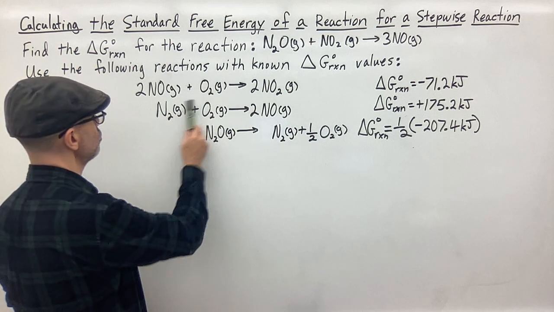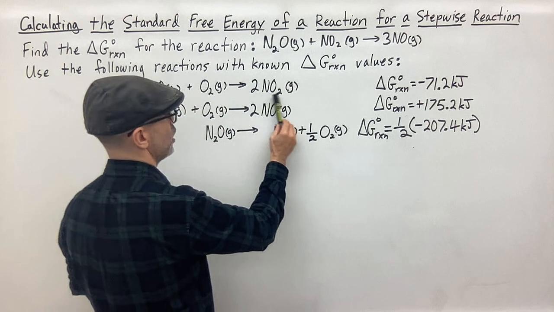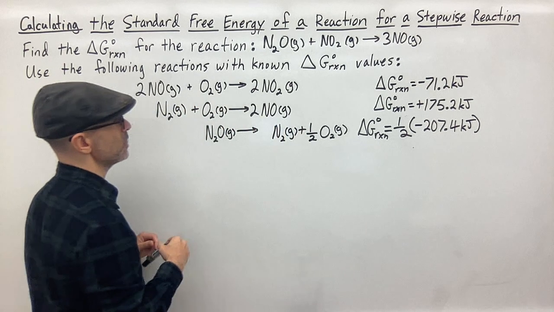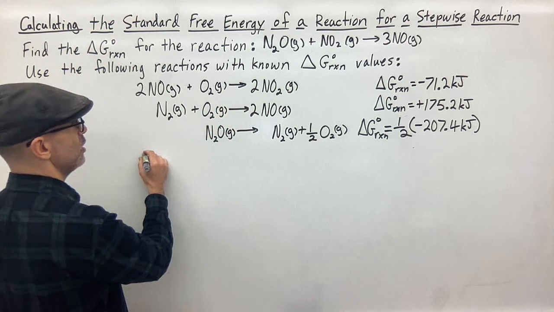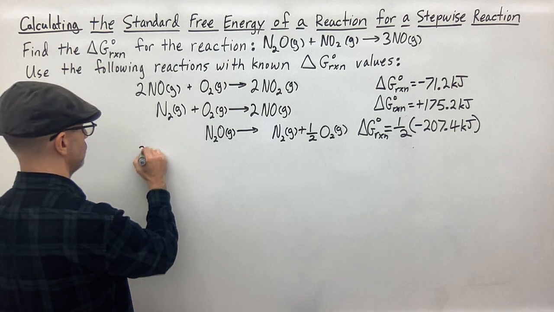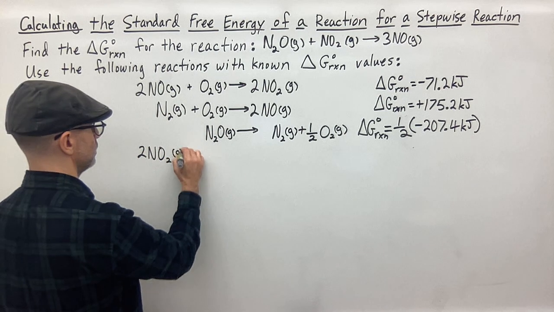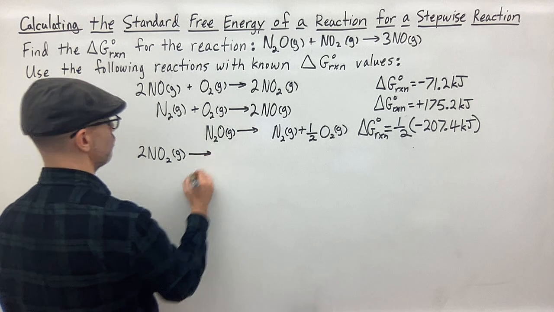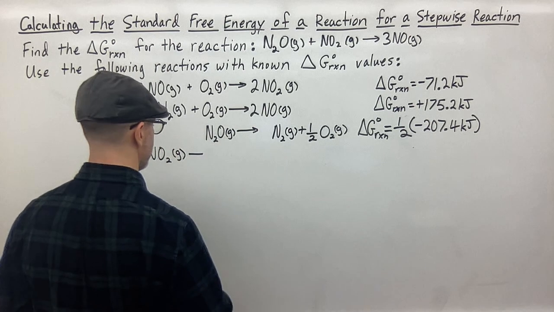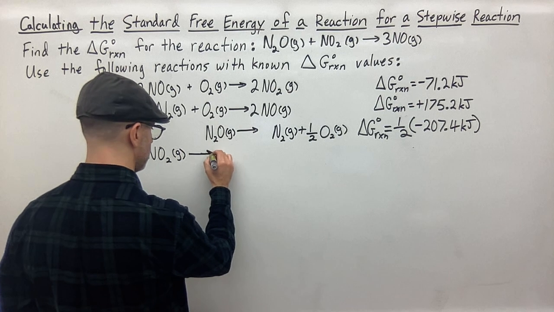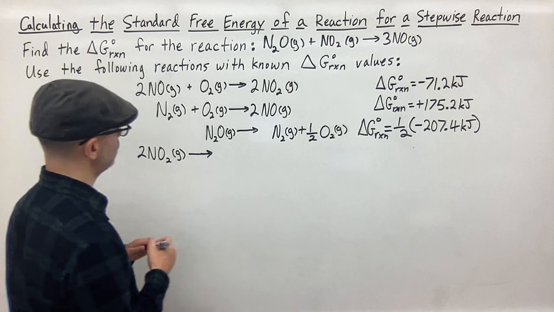Here I need NO2 as a reactant. I don't see NO2 here as a reactant, but I do have NO2 here as a reactant. So I need to flip this equation. I'm going to rewrite it down here. So I have 2 NO2 gas, and that's going to give rise to... my arrow looks ugly. There you go. Not much better, but a little bit better.